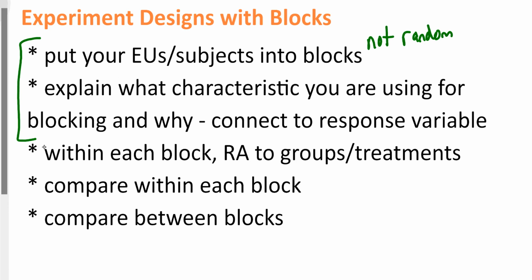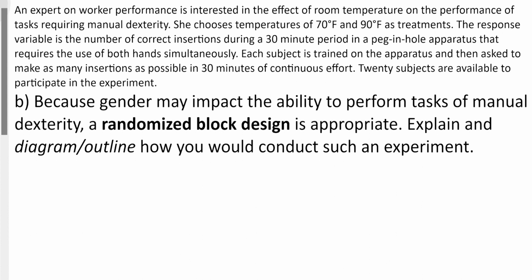Okay? So I've got an example here. It says an expert on worker performance is interested in the effect of room temperature on the performance of tasks that require manual dexterity. So, things using your hands. She chooses temperatures of 70 degrees and 90 degrees Fahrenheit as treatments. The response variable is the number of correct insertions during a 30-minute period in a peg-in-a-hole apparatus that requires the use of both hands simultaneously.